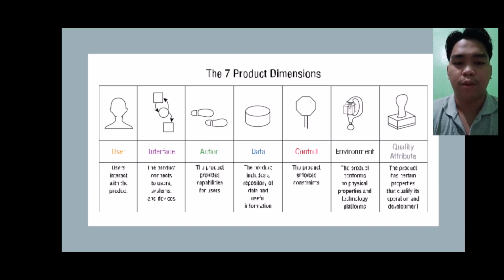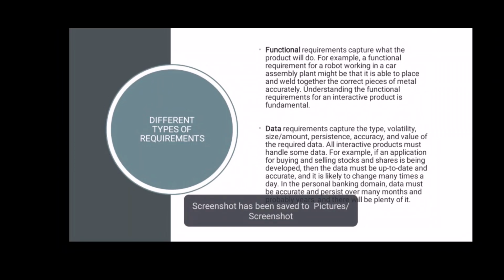Number 5, control. The product enforces constraints. Number 6, environment. The product conforms to physical properties and technology. And lastly, number 7, quality attribute. The product has certain properties that qualify its operation and development.